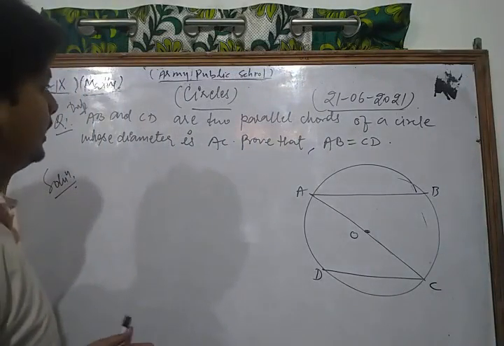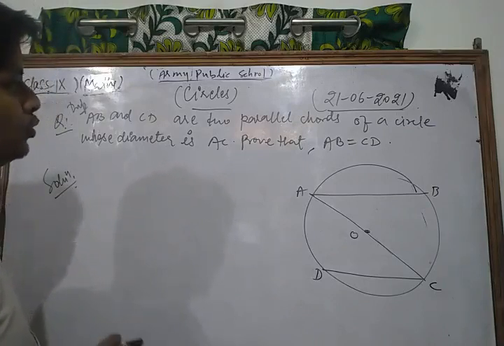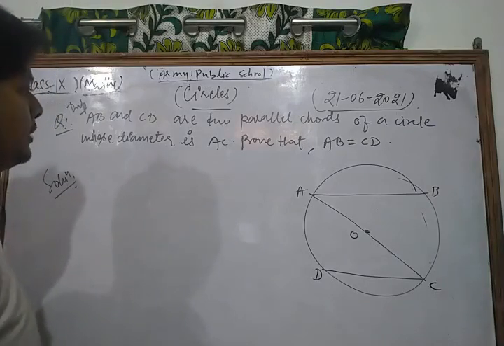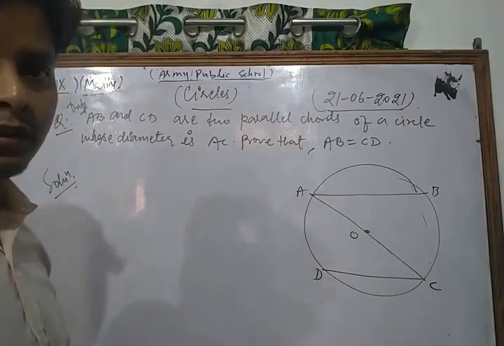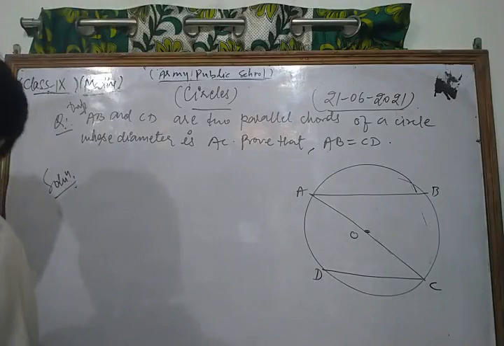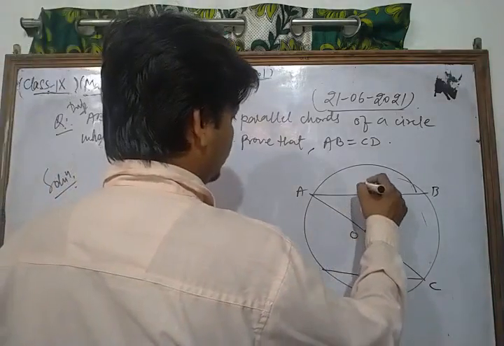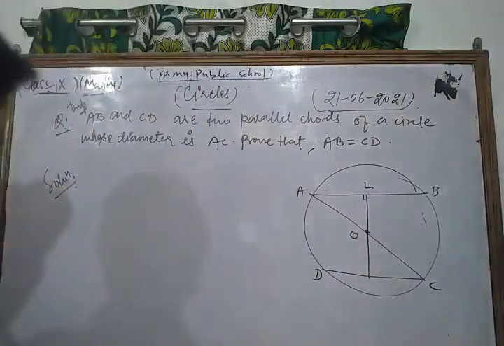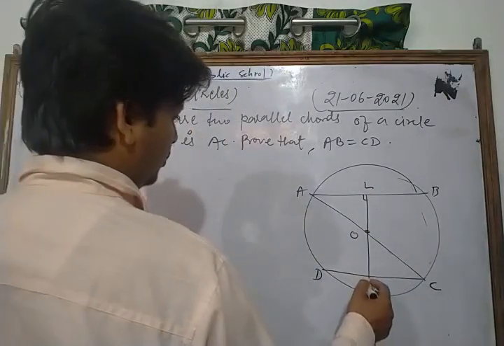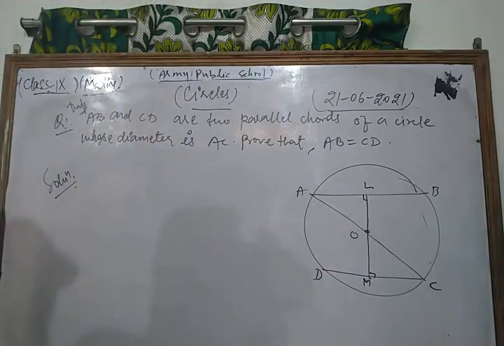Now here AC is the diameter, and AB and CD are two parallel chords of a circle whose diameter is AC. Prove that AB is equal to CD. Okay, now we have to do some construction. We draw OL perpendicular to AB and OM perpendicular to CD.